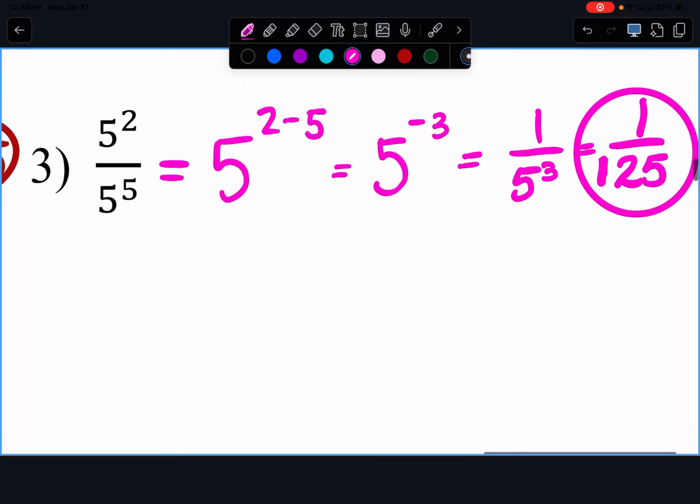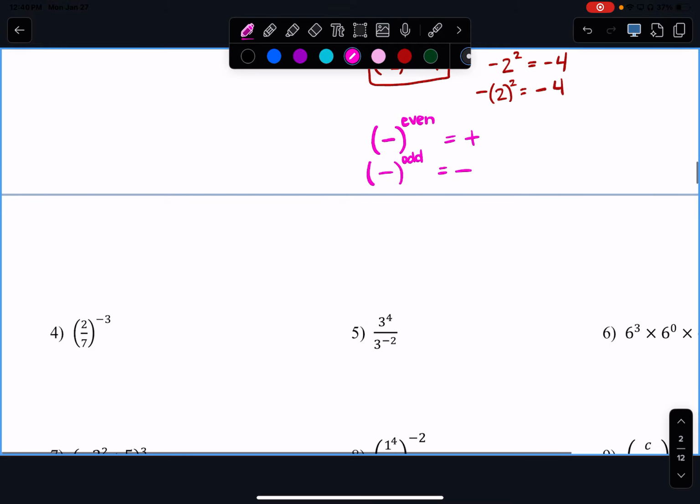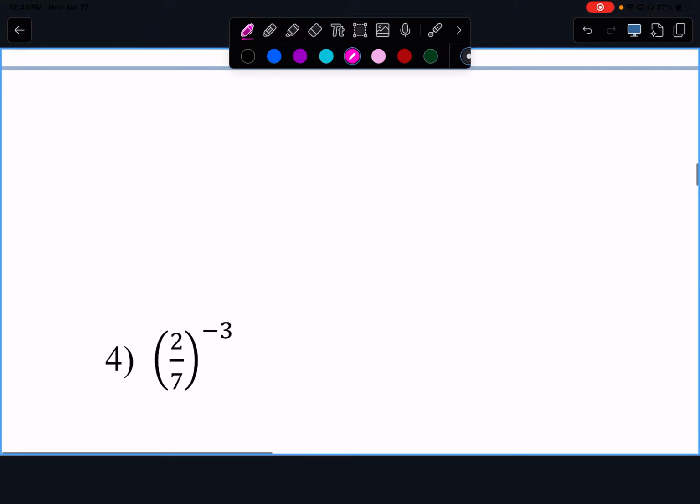All right. Now we're going to flip to the back. And before we do number 4, we're going to do a simpler version of number 4 to talk about. So, what we're going to do, okay, is we are going to say 2/7, but instead of this being raised to a bigger power, we're going to start with just looking at what happens when we raise it to the -1.